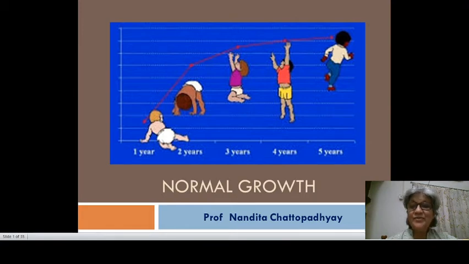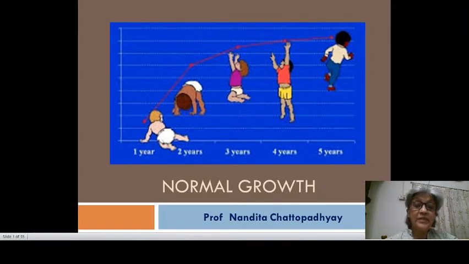Hello. Today we will be taking up another very important aspect of pediatrics, that is growth. As we have mentioned previously, growth and development are very characteristic changes in the pediatric age group. Today we will take up growth and we will talk about normal growth and how we assess growth. This is what we will focus on today.